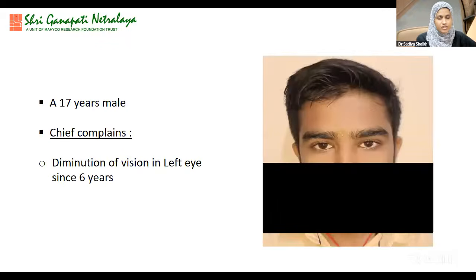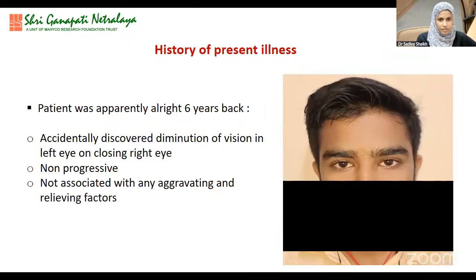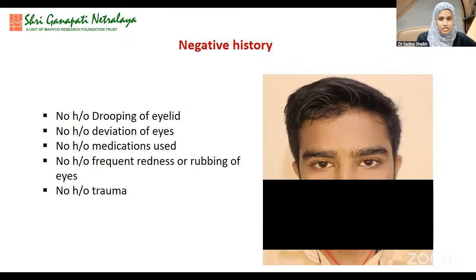A 17 years old male came to the OPD with the chief complaint of diminution of vision in the left eye since 6 years. History of presenting illness: patient was apparently all right 6 years back when he accidentally discovered diminution of vision in the left eye on closing the right eye, which was not progressive and not associated with any aggravating and relieving factors. There is no history of drooping of eyelid, no history of deviation of eyes, no history of medications used in the past, no history of frequent redness or rubbing of eyes, and there is no history of trauma.